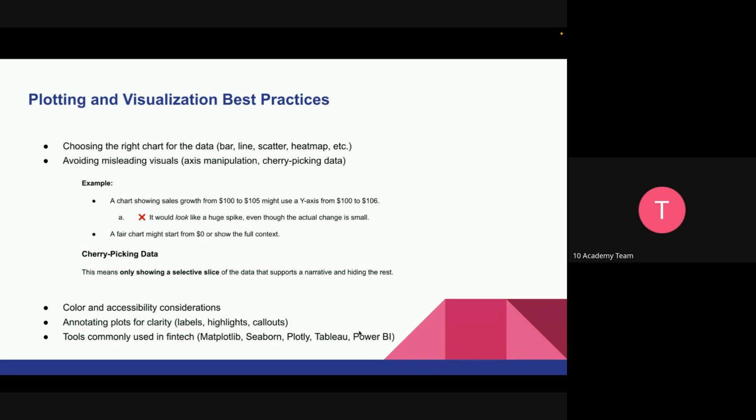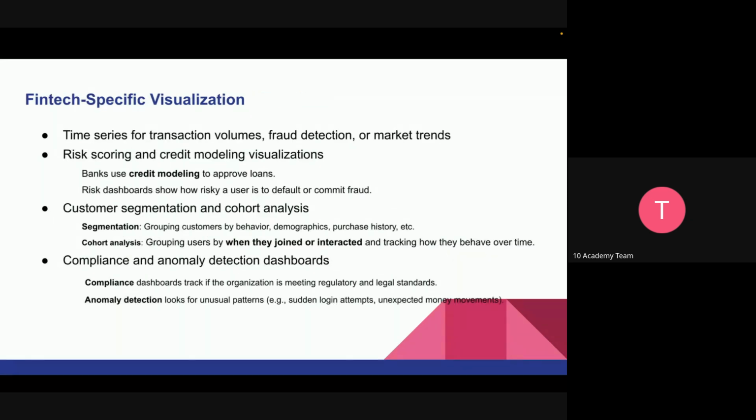You should practice how to build dashboards on them. There are a lot of references on the internet. They are common within the fintech and the whole data science industry. So use those commonly used, accepted tools for visualization.